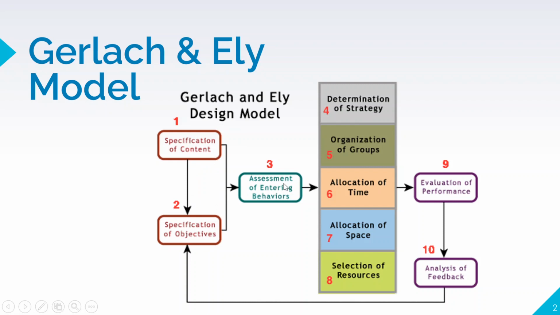The following step is assessing entry behaviors of the students to determine the outcomes of the next 5 steps, which are determining strategy, organizing groups, allocating time, allocating space, and selecting resources. These 5 steps happen simultaneously or in any order. After all of these decisions are made, assessment follows to see if the objectives were met, and finally, feedback from the assessments can be used to make any and all adjustments for the future.